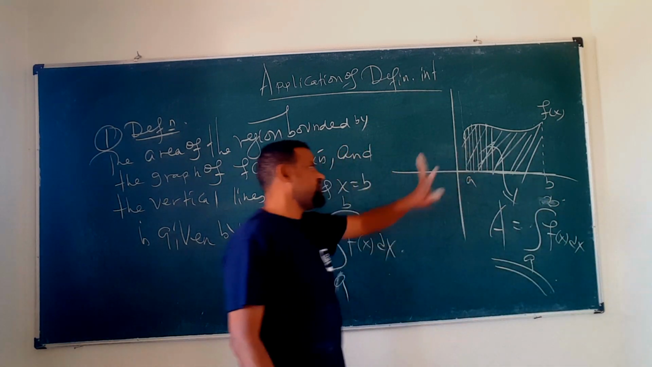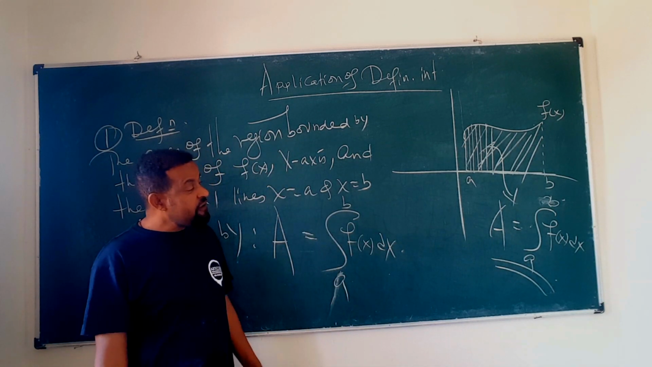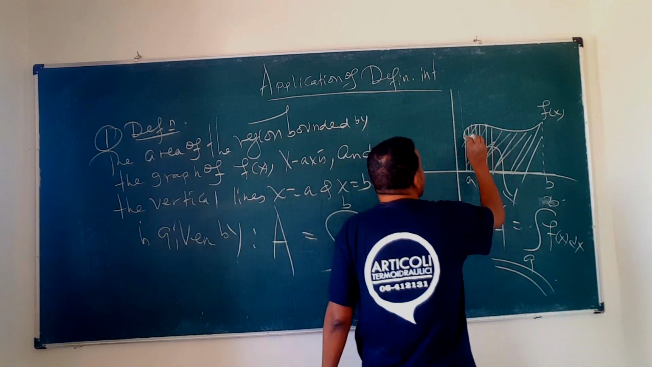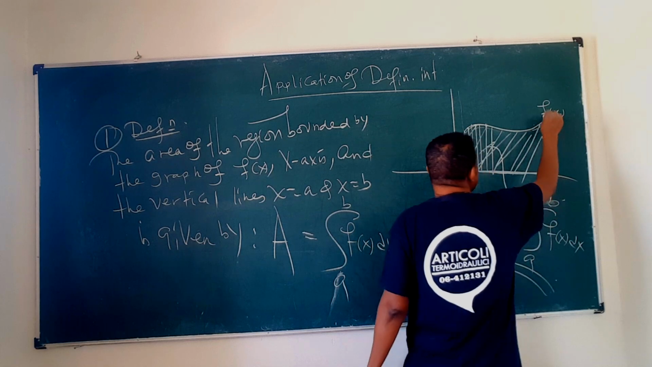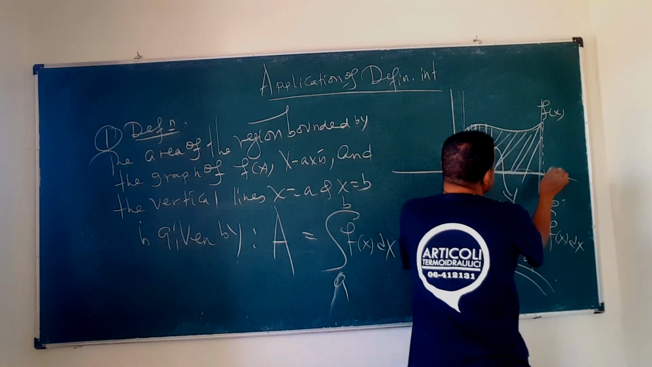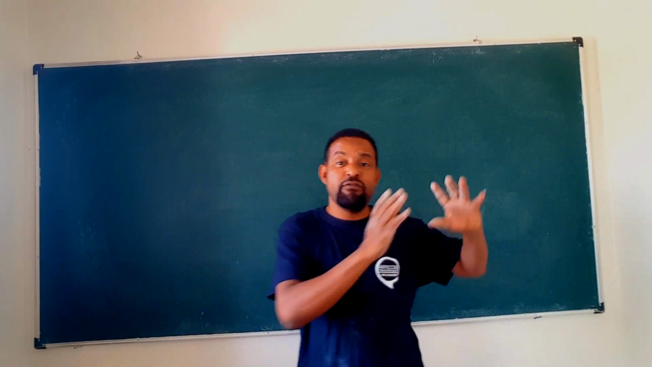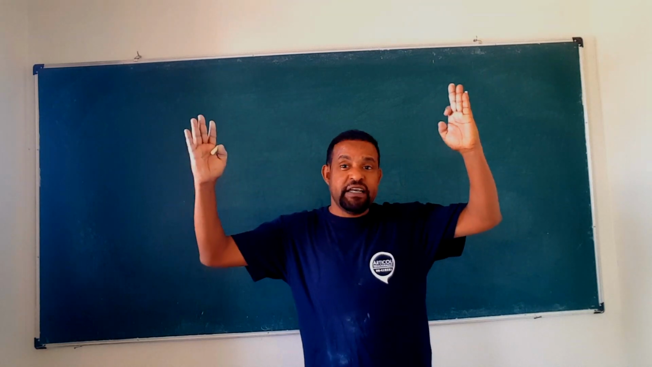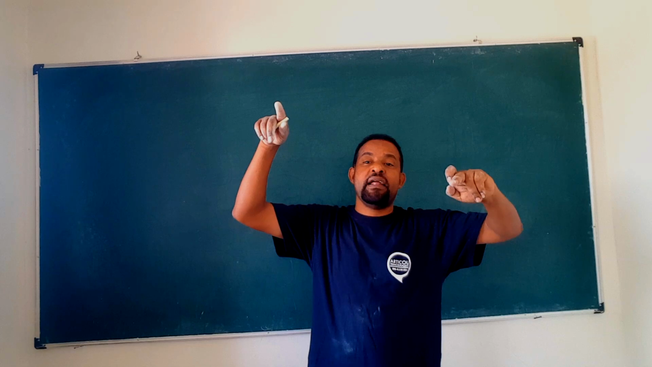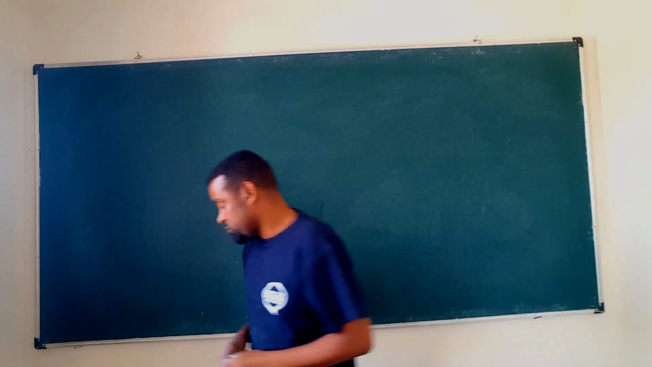So the area of this region is given by the definite integral of f of x dx from a to b. Of course, this region is bounded by the graph of f of x, the vertical lines, and the x-axis. You should never forget that this is the area. But there are cases. What types of cases?